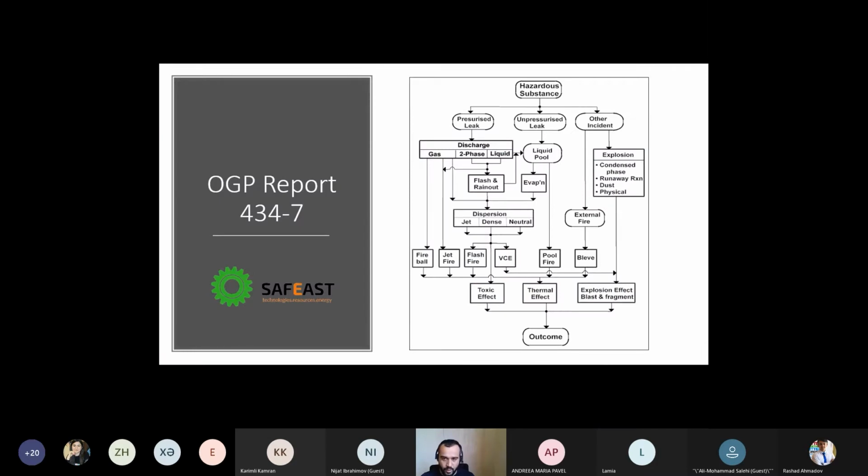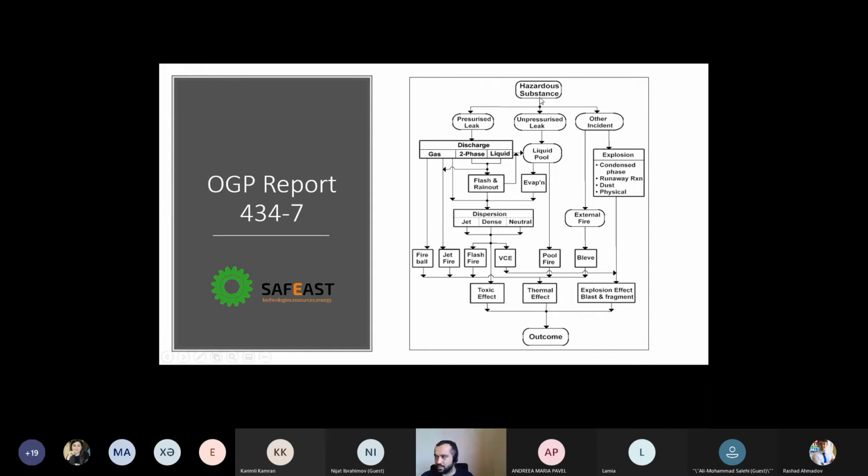As a reference, there is an oil and gas producer group, known as OGP in the industry, and they produce a series of reports. One of their reports is on consequence modeling, which is OGP Report 7. They define a flow chart for consequence modeling. So what they say is, you have some hazardous substance, and we discussed last week what hazard means. It could be a thing, a situation, or a condition.